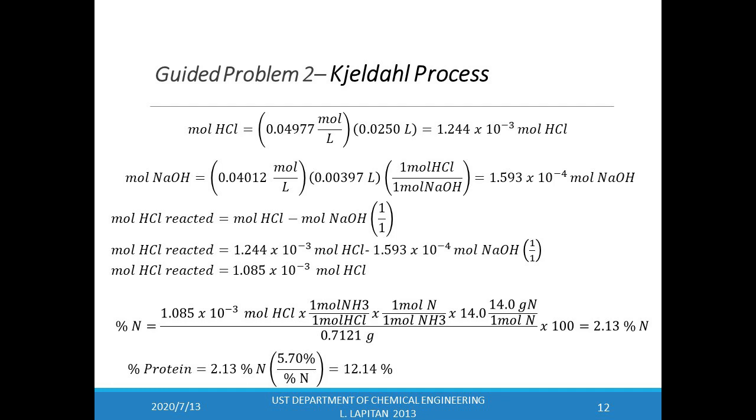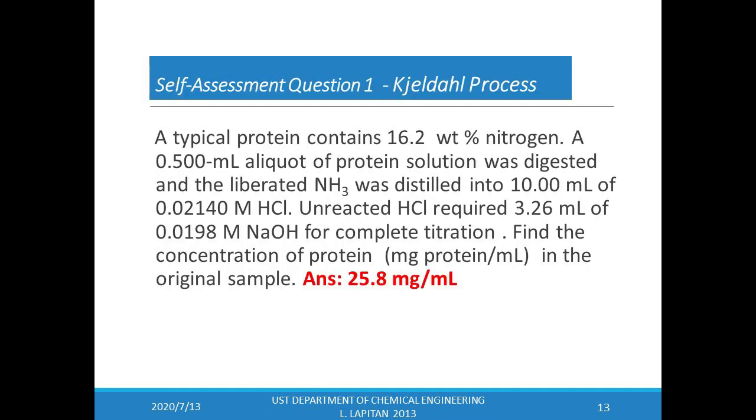Again, we can readily compute the percent nitrogen in a sample by a simple factor label approach as shown in this slide. The percent nitrogen in the sample is 2.13%. We can now determine the percent protein in the sample by multiplying the percent nitrogen which we computed with a factor that is 5.70. Finally, the percent protein in the sample is 12.14%. So this will be your first self-assessment question for this lecture video, and you can pause this video to answer this question.